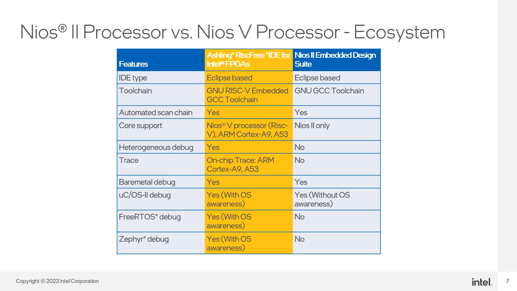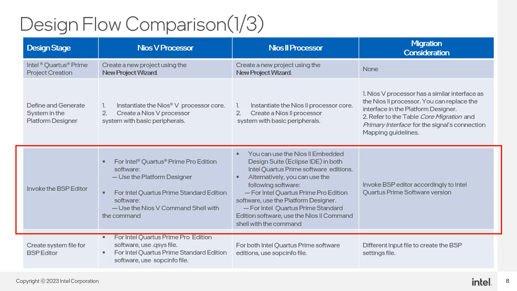The ecosystem to support Nios V projects uses Ashling RISC-Free IDE for Intel FPGAs, which is also an Eclipse-based IDE, as well as different OS support and debug. Notice that for Platform Designer use with Nios V processor you just need to replace the IP since it has a similar interface to Nios II. One of the main differences in the Nios V design flow is BSP generation that can be done from the command shell or as an embedded feature inside Platform Designer. It used to be a feature used in the Eclipse IDE for Nios II ecosystem.